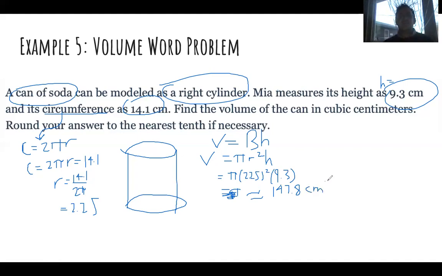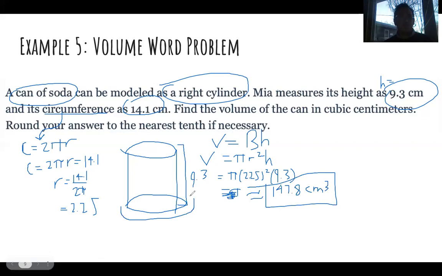So always put those units in so you can make that science teacher happy. If you are drawing a picture, it's nice to include the details like the 9.3. The circumference is 14.1. Circumference is basically the distance around the bottom. So that was sort of a curveball that they threw in this type of problem.